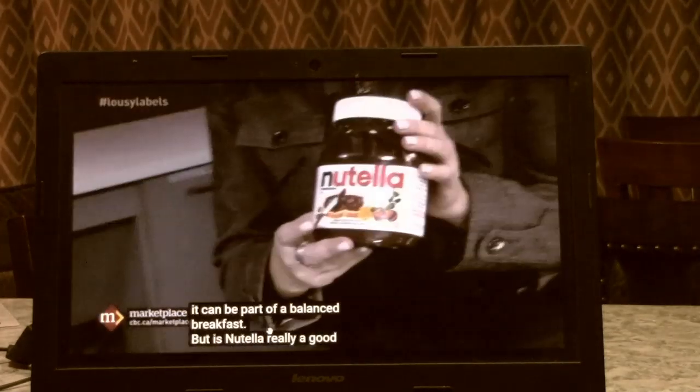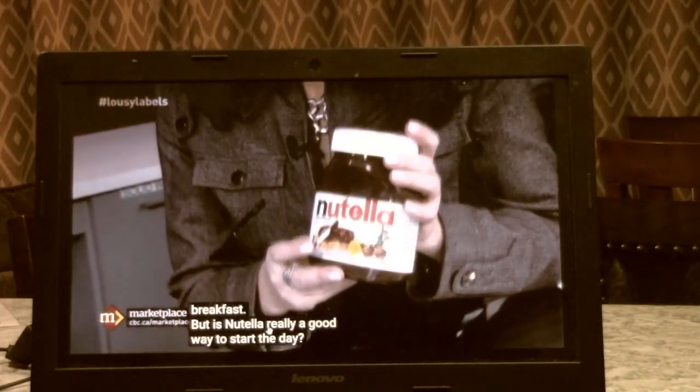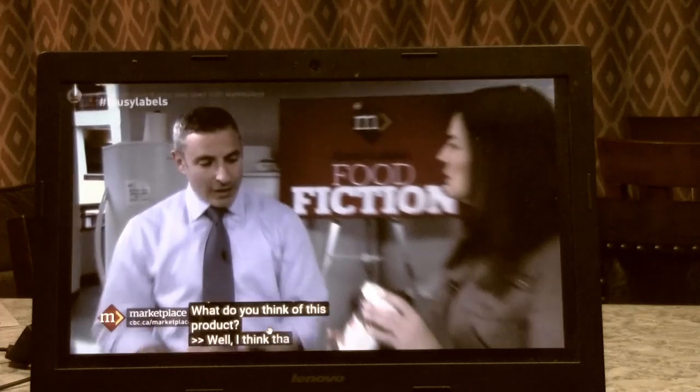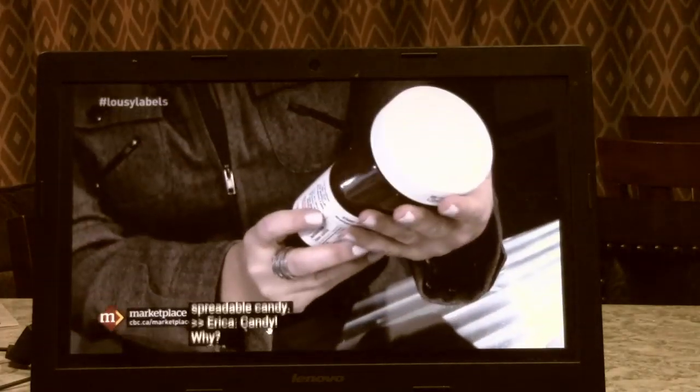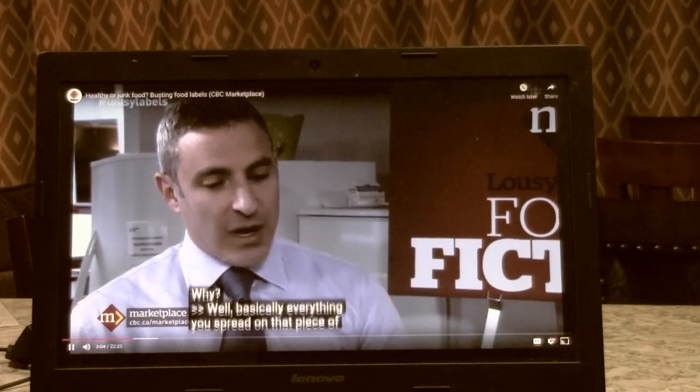But is Nutella really a good way to start the day? What do you think of this product? Well, I think that it is spreadable candy. Candy. Why? Well, basically everything you spread on that piece of bread will be sugar.